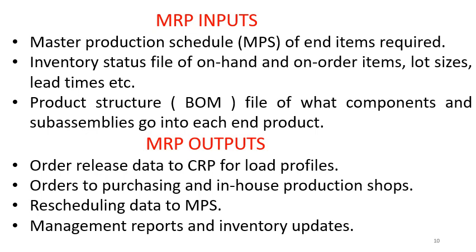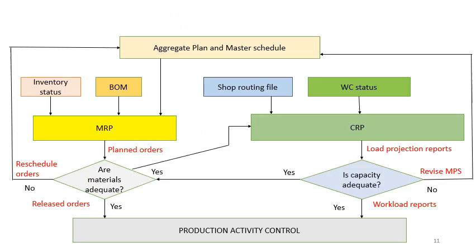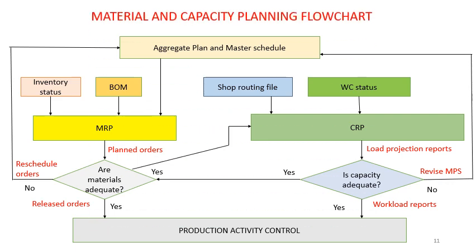Management reports, inventory. You may have to generate reports. Any output has to be documented. So management reports and inventory updates may have to be made, corrections in changes, etc. So these are the different types of outputs that you can expect in MRP.